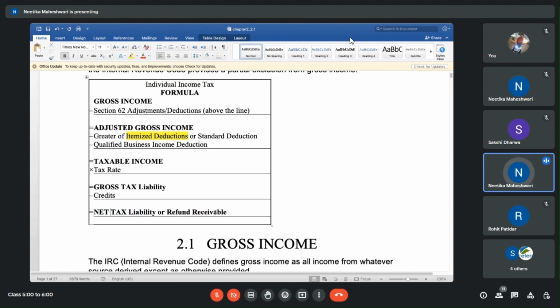So let's see this chapter. We're just going to focus on the different kinds of gross income. But before we start, you must know what all income would come up as taxable. Can anyone give me any example? I'm not going to take anybody's name. If you know something, just unmute yourself and speak.